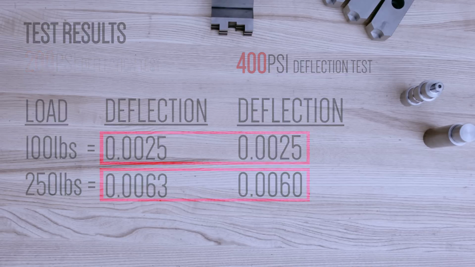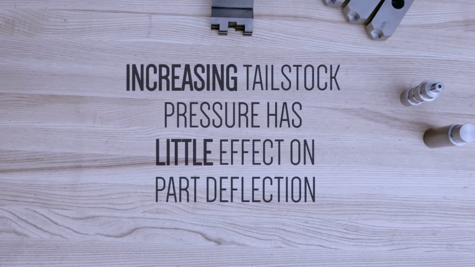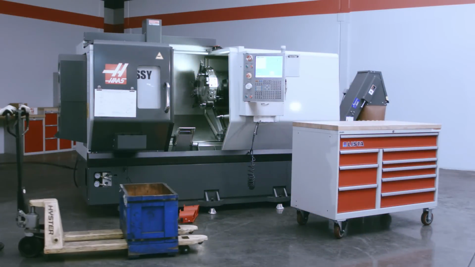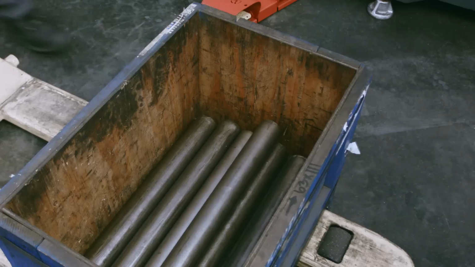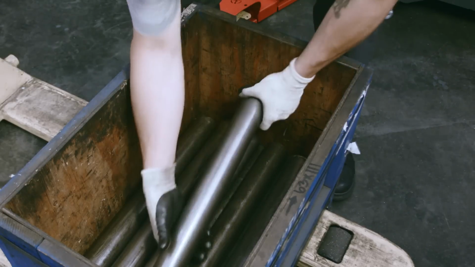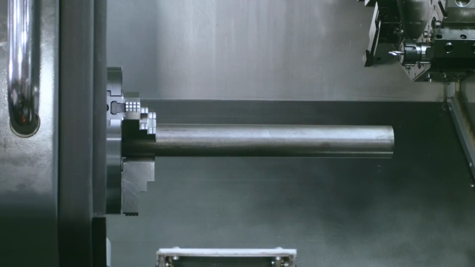Okay, that takes care of our static test, and the results are clear. Tailstock pressure had little effect on part deflection. But do these findings hold up once we've applied real-life cutting force? Let's find out. We'll be cutting this 2 1/4 inch diameter bar stock.